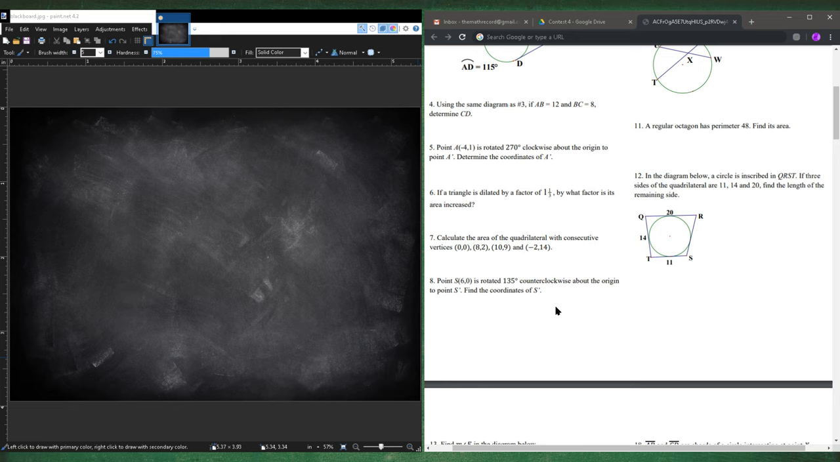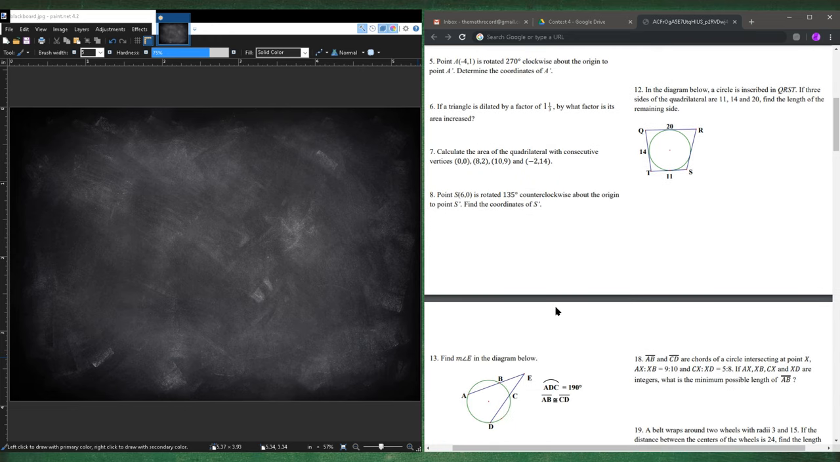Question 8. Point S, 6 0, is rotated 135 degrees counterclockwise about the origin to point S prime. Determine the coordinates of S prime.